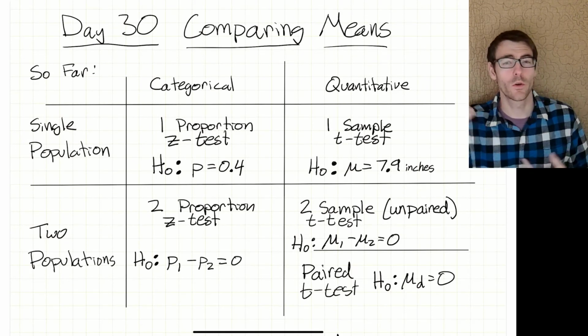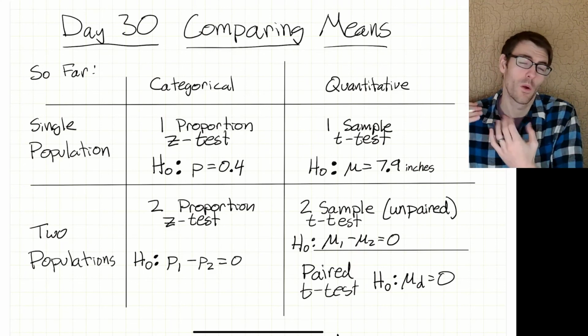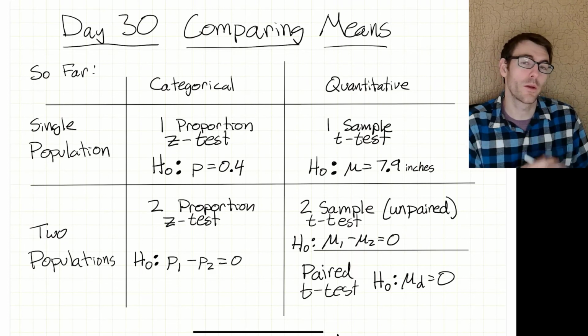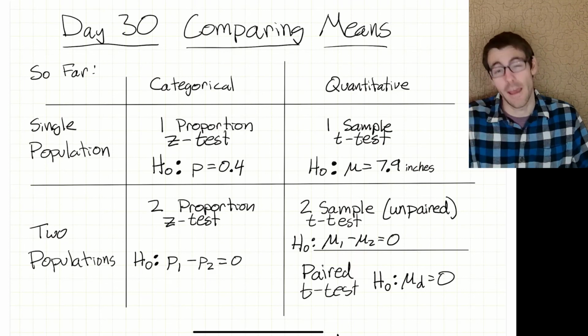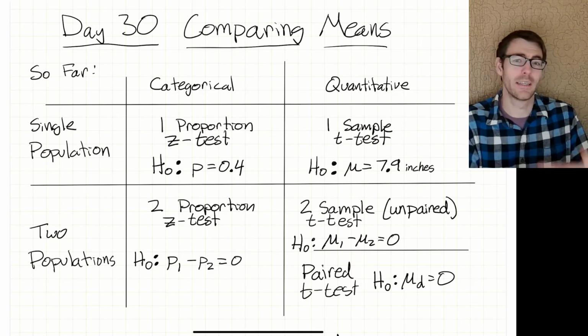We've talked about categorical and quantitative variables in situations where we have one population or where we're comparing two populations. Starting next week, we will be doing more hypothesis testing and confidence intervals, but dealing with data that is in a largely different format.